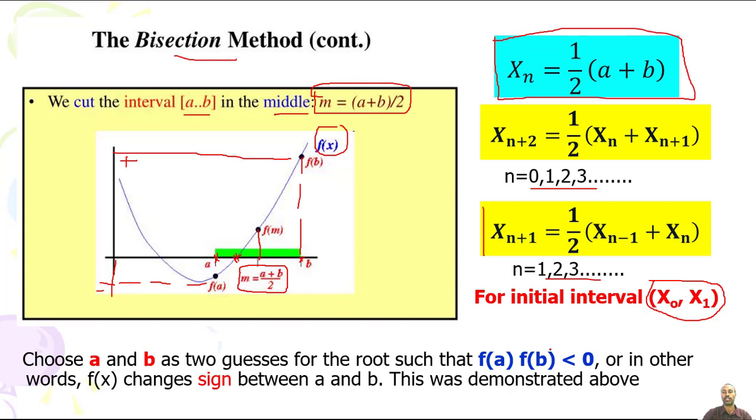If the first coordinate gives f equal to some positive or negative value, then the second is again opposite. So choose a and b as 2 guesses for the root, such that f of a multiplied by f of b should be less than 0 to get the root. Or in other words, f of x changes sign between a and b. So the function should be continuous in this interval, as shown in the above sketch.